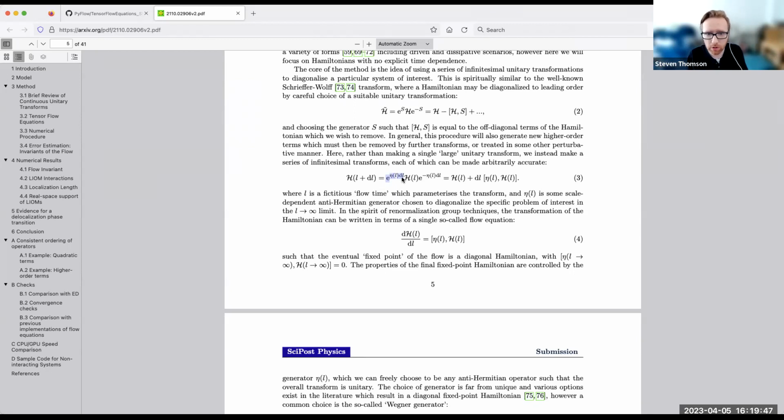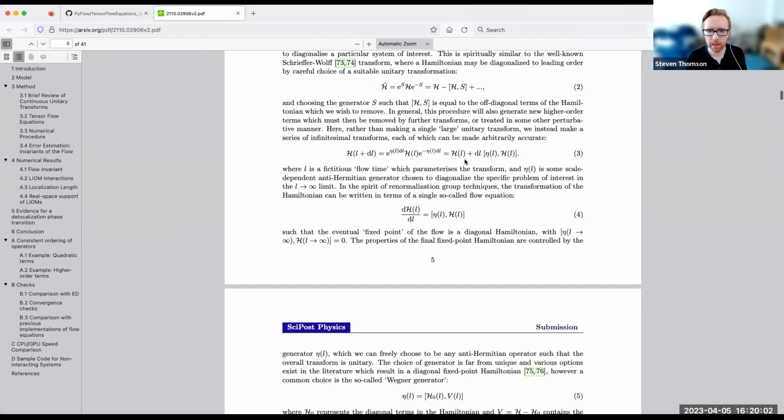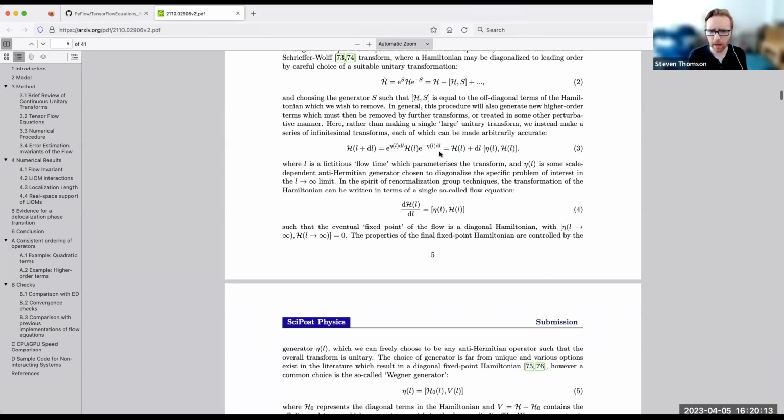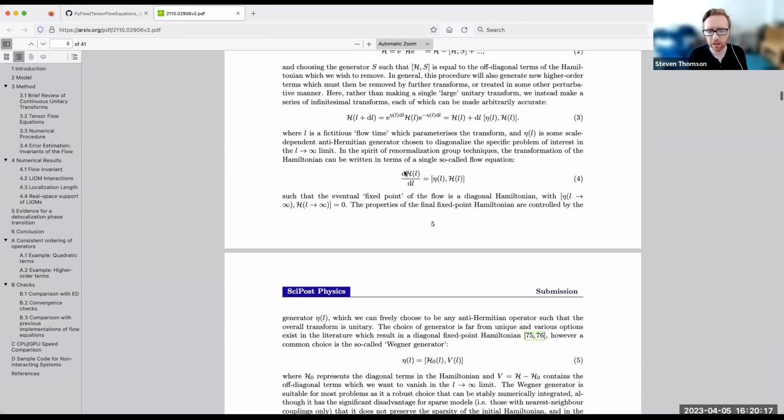Dl is infinitesimal. So when I expand these exponentials, it comes out exactly like this with no extra high order terms. Okay? And eta here is, at the moment, just some generator. We'll get into what that is later. So the point is that we can make these small, ideally infinitesimal unitary transforms, and we can do them all accurately with no high order terms causing problems. That's the idea. And in fact, you can just take derivatives of both sides here, and then you get equation 4, which is the flow equation.